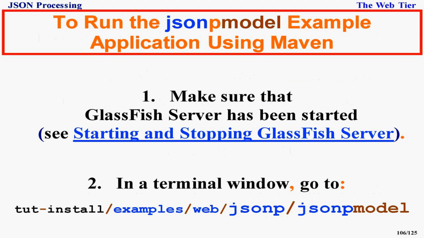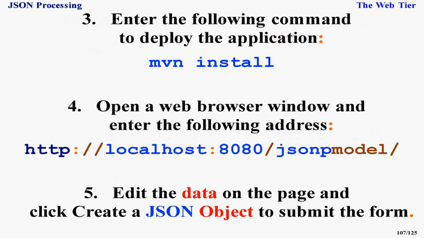To run the JsonPmodel example application using Maven: 1. Make sure that GlassFish Server has been started. See Starting and Stopping GlassFish Server. 2. In a terminal window, go to tut-install/examples/web/jsonp/JsonPmodel. 3. Enter the following command to deploy the application: mvn install.